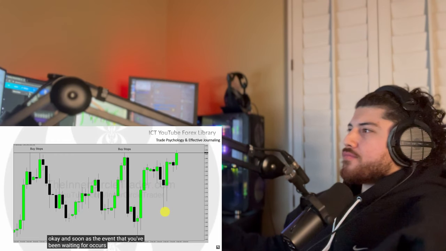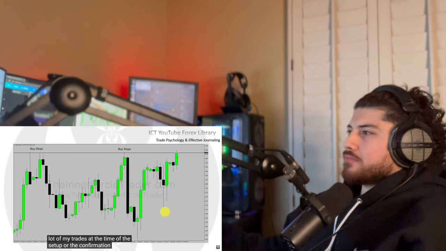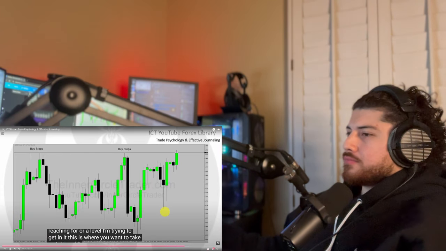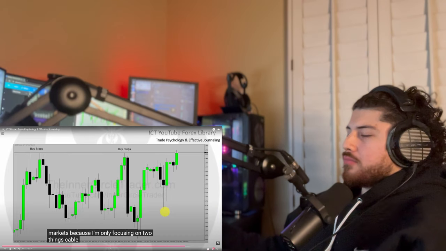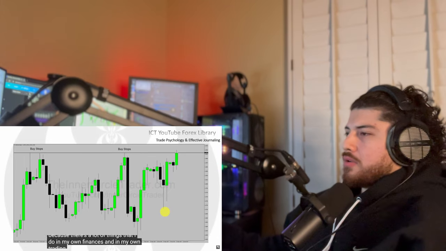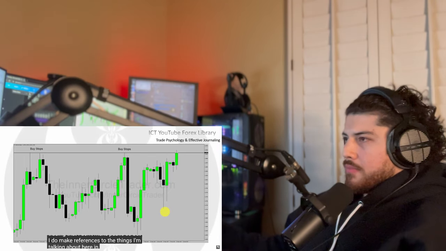And as soon as the event that you've been waiting for occurs, actually a lot of my trades at the time of the setup, that's the information of where I'm looking. Many times this is the screen capture where you hit a level I'm reaching for. This is when you take a picture of it. I'm not watching 20 pairs or a lot of different markets, because I'm only focused on two things. So it's very easy for me to dial in and screen capture what I'm looking for. I don't share my chart with all the indicators on it, because there are a lot of things that I do in my trading that I don't make public. But I do make references to things on top of here.